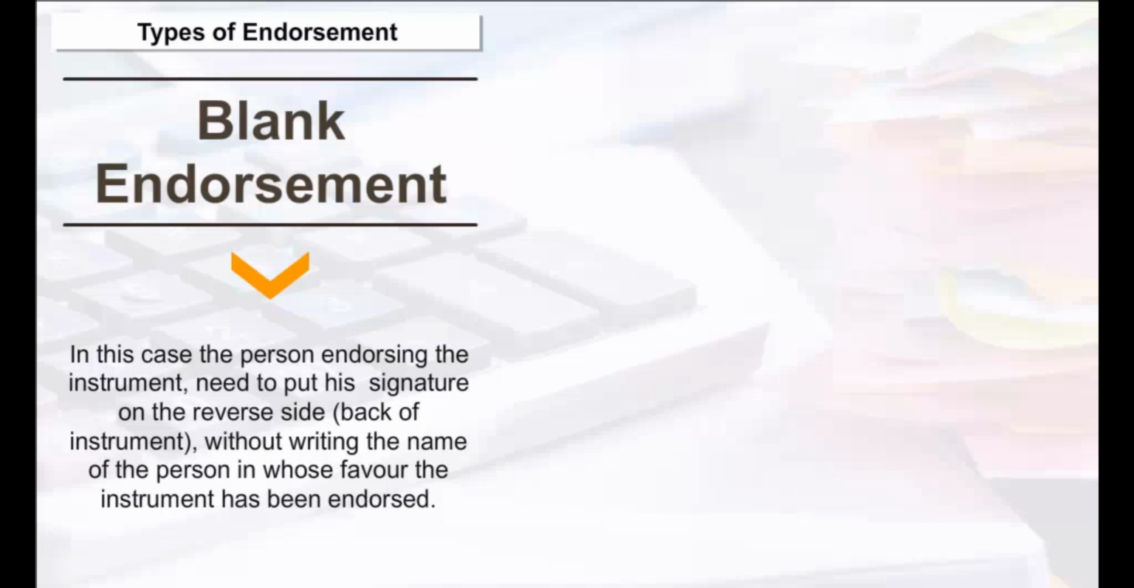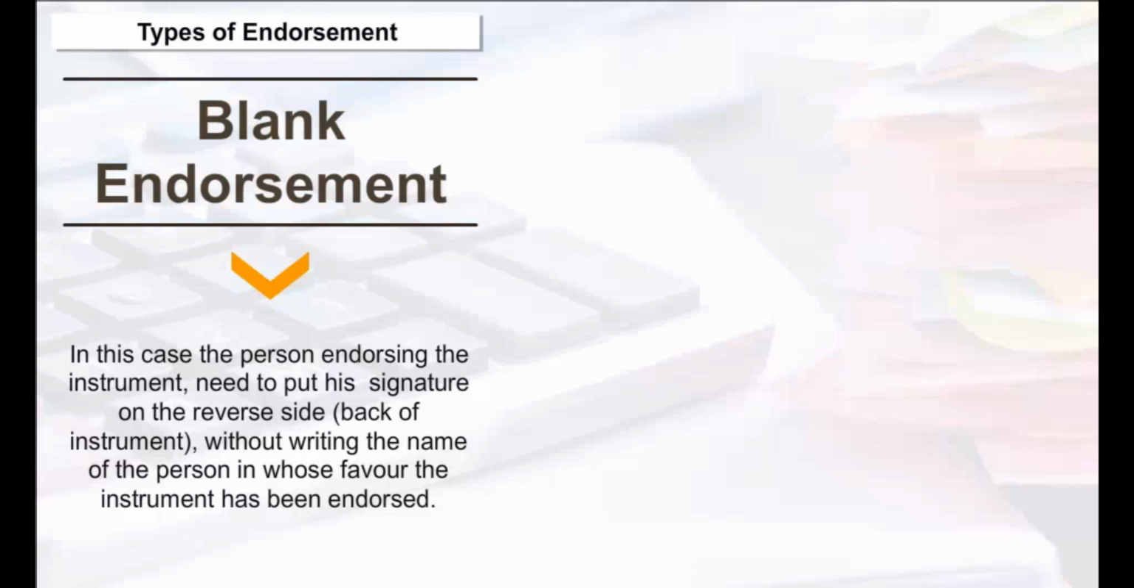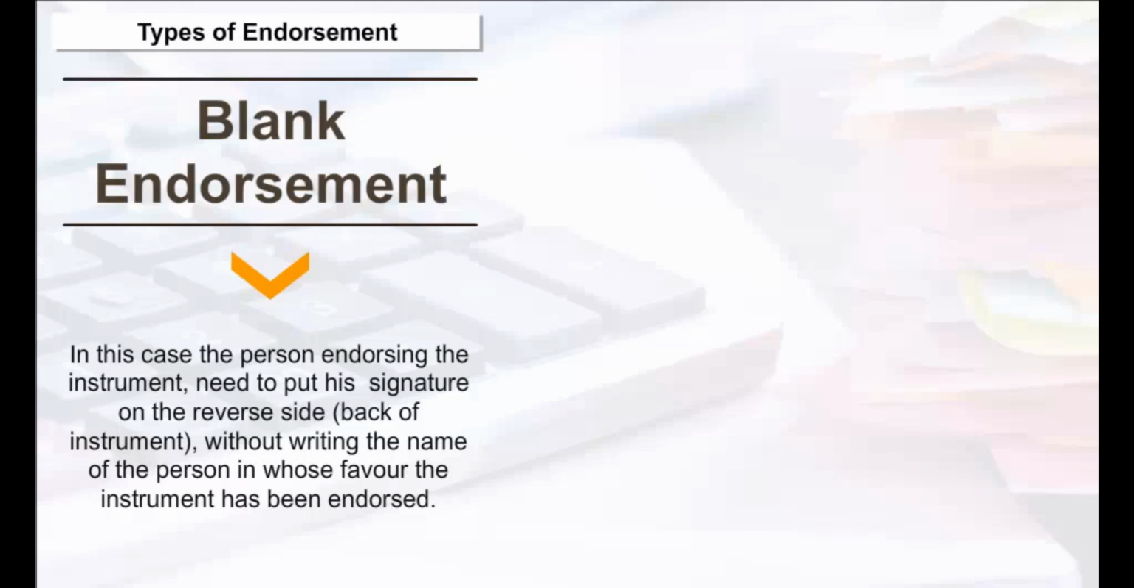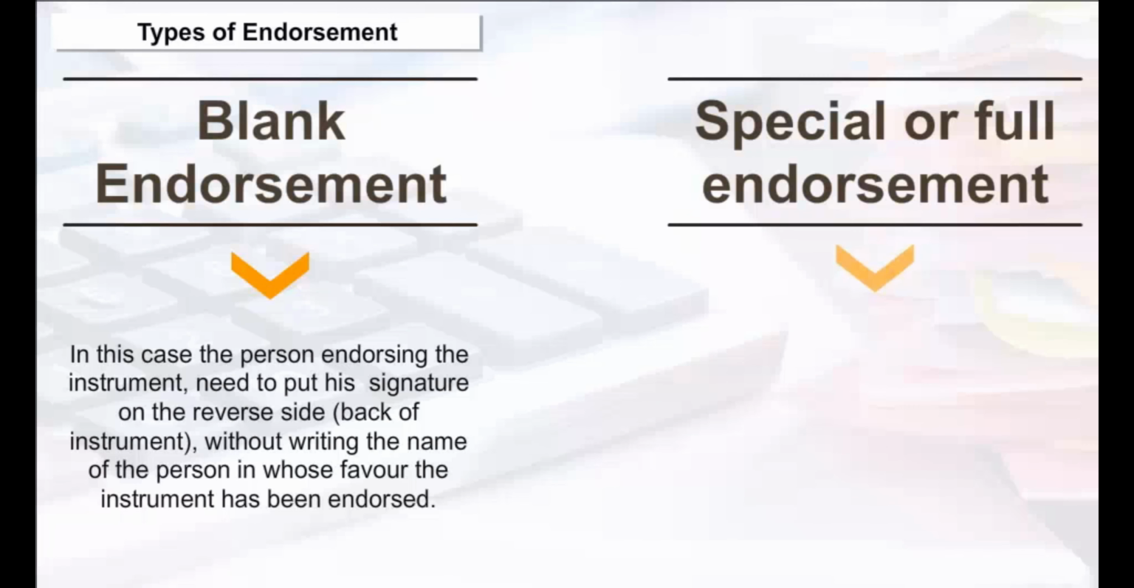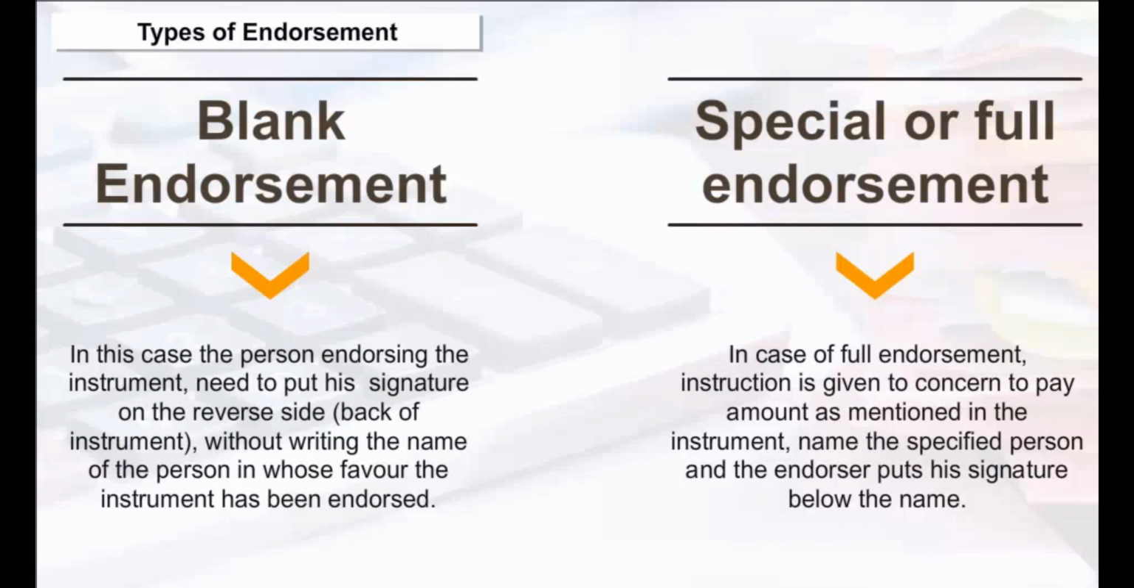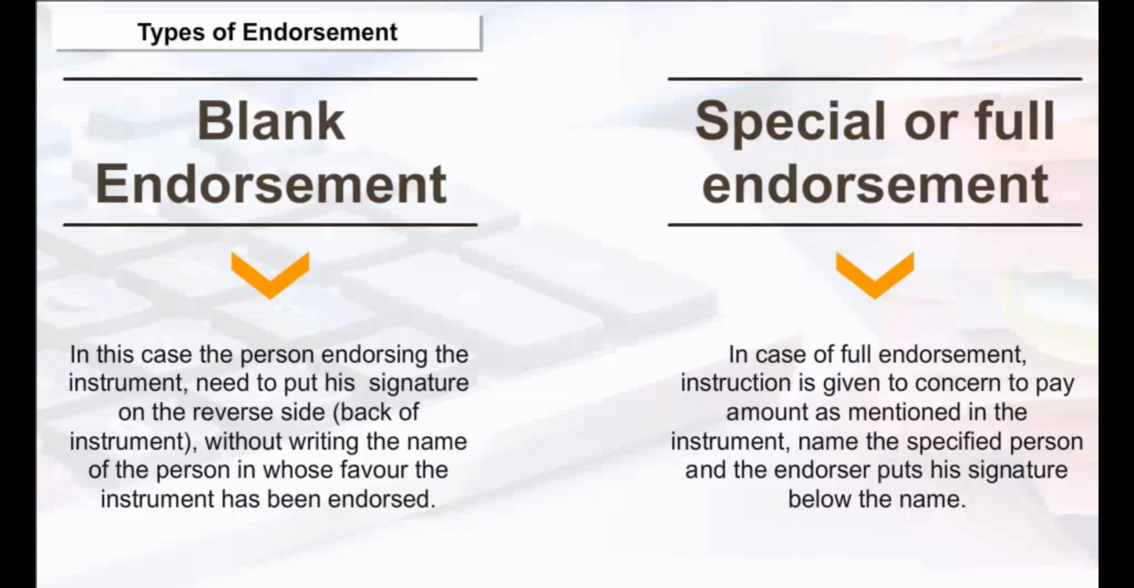Types of endorsement. 1. Blank endorsement. In this case, the person endorsing the instrument puts his signature on the reverse side, that is, the back of the instrument, without writing the name of the person in whose favor the instrument has been endorsed. 2. Special or full endorsement. In case of full endorsement, an instruction is given to pay the amount mentioned in the instrument to a specified person. The endorser puts his signature below the name.